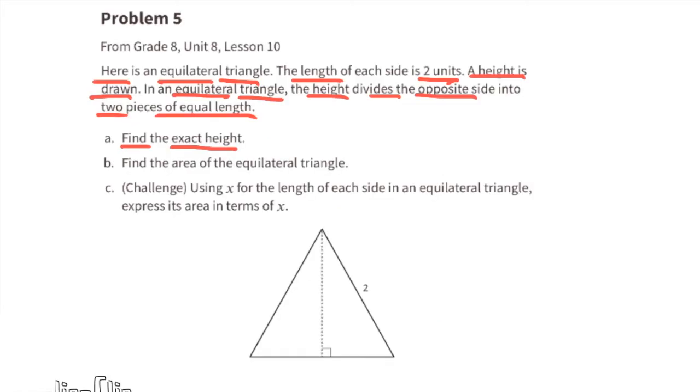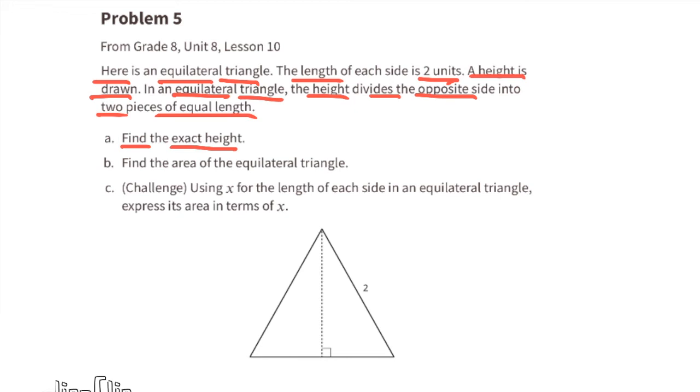Problem number 5 from 8th grade, Unit 8, Lesson 10. Here is an equilateral triangle. The length of each side is 2 units. A height is drawn. In an equilateral triangle, the height divides the opposite side into 2 pieces of equal length. A. Find the exact height.